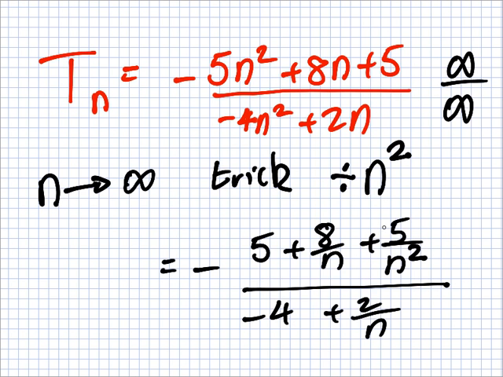Now the reason I did that is because if the n now is very big, what's 8 over a big number? Is that a big or small answer? It's small. So if n is infinitely big, then we can imagine that this becomes 0, because the bottom is so big. And the same thing here.